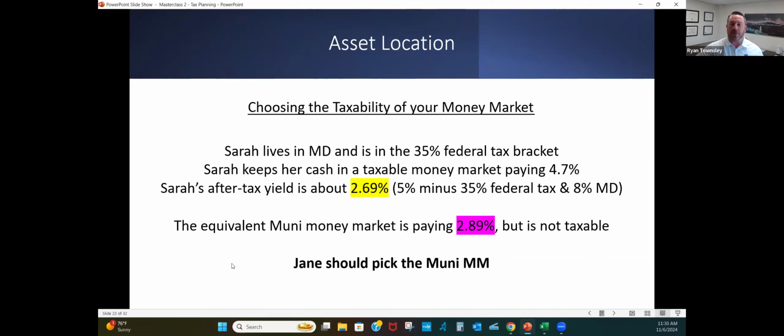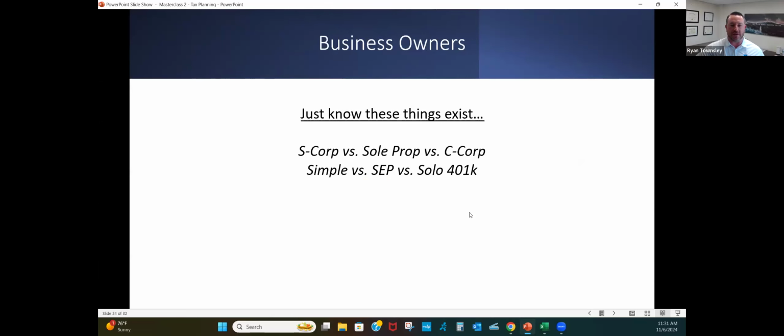Now take Sarah, who's in the 35% tax bracket and has the exact same options, but due to the higher tax bracket, her after-tax yield on that taxable money market is 2.69%, whereas the equivalent muni is 2.89%. So it would actually make more sense, I'm sorry, it should say Sarah, for Sarah to pick the muni money market. So it's a small difference between the two, but if you have clients in really high brackets, with really high income, this can make a big difference. And the evaluation of it, like I said, at least shows that you're looking at these things and you're making choices. We could do a whole webinar on this, and actually maybe one day we will.